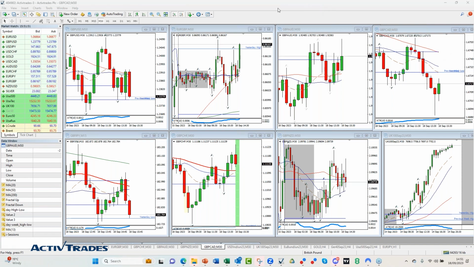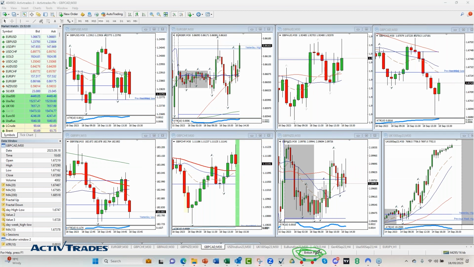This is the ActivTrades platform here, one of them that I have access to. If I bring up the drawing tool, I also have the British pound here. British pound is my profile. So I have pound against dollar, pound against yen, pound against Swiss franc, euro sterling, pound against Aussie, pound against Canadian dollar, pound against New Zealand dollar, and the UK FTSE as well. I'm interested in that because there is a relationship between the FTSE and British pound sterling. So hopefully you can see that.